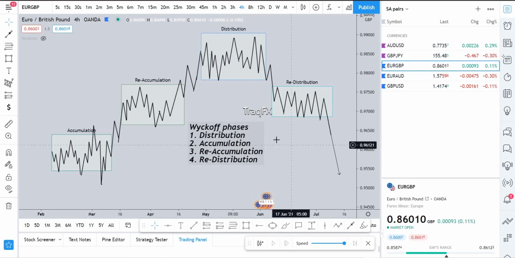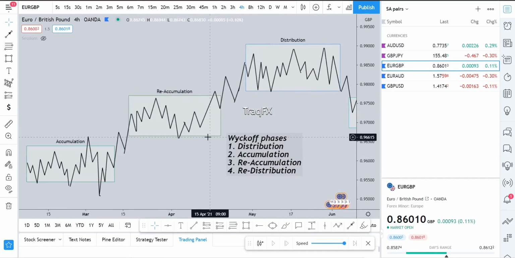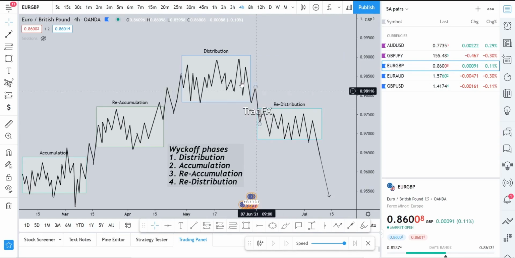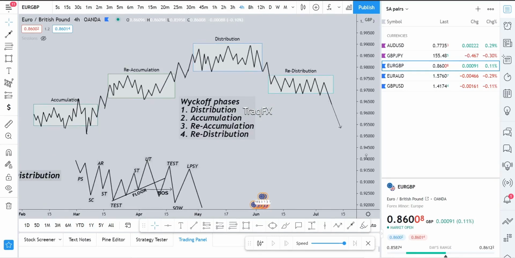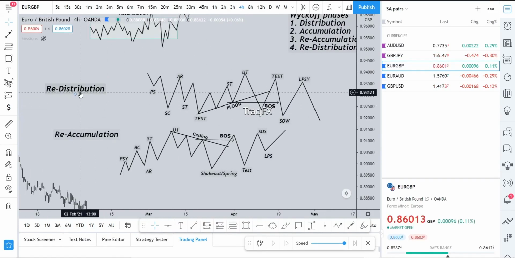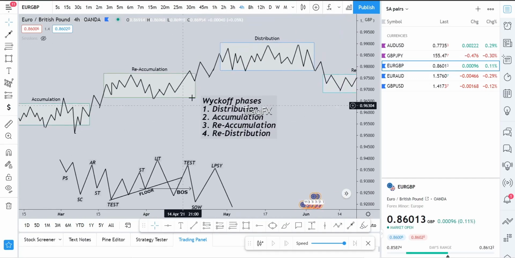So although reaccumulation will be higher than accumulation, the purpose is still to expand price to go higher. And although redistribution will begin after price comes down, redistribution will still expand the price lower. The only difference is the schematics will look different. So redistribution will not look the same as distribution. It'll look more similar to accumulation.